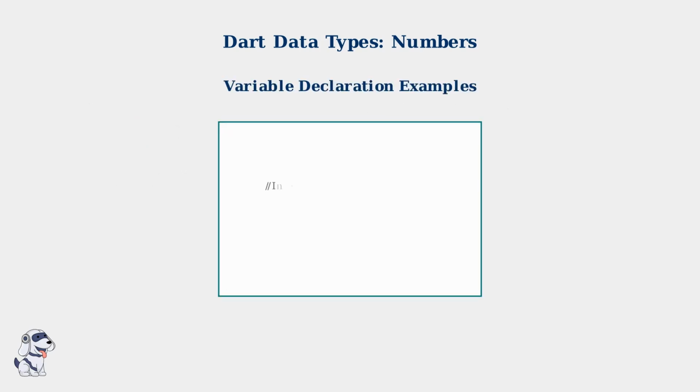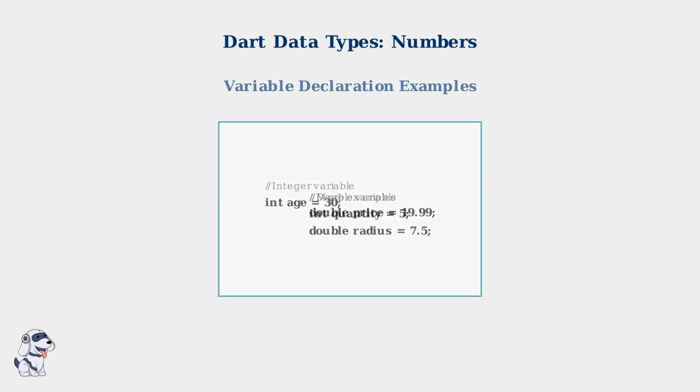Here are practical examples of declaring numeric variables in Dart. We can declare an integer variable called age with the value 30 and a double variable called price with the value 19.99. Notice how we explicitly specify the data type before the variable name.